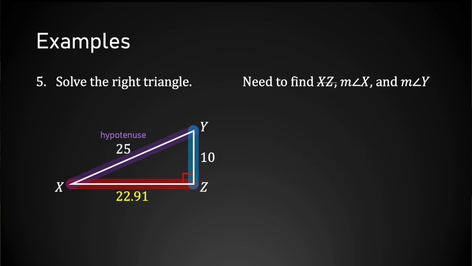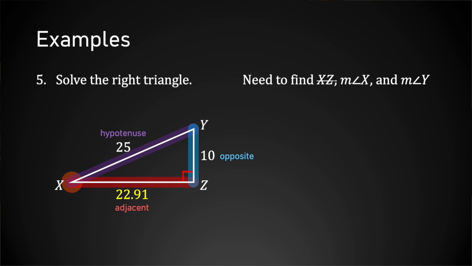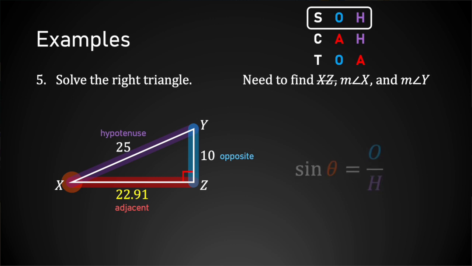Now let's find the angle measures, starting with angle X. The sides I was given are 10 and 25. 10 is the opposite length, and 25 is the hypotenuse. With opposite and hypotenuse, we use sine, so I'll start with my definition. Sine of theta equals opposite over hypotenuse.